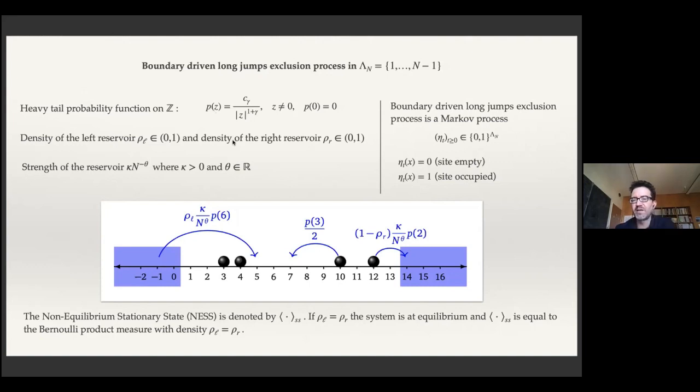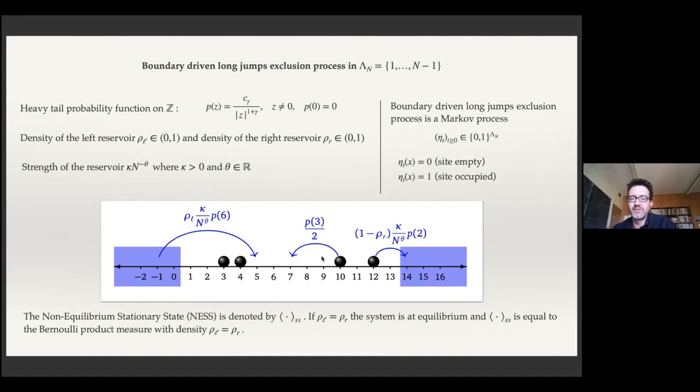In this case, if you know the exclusion process a little bit, you understand that you will not have normal diffusion, because in the usual case the diffusion is proportional to the variance of p. Now we put the system in contact with reservoirs, which fix the density on the left to be rho L, and the density on the right to be rho R.